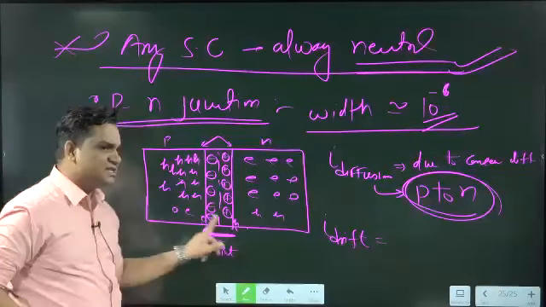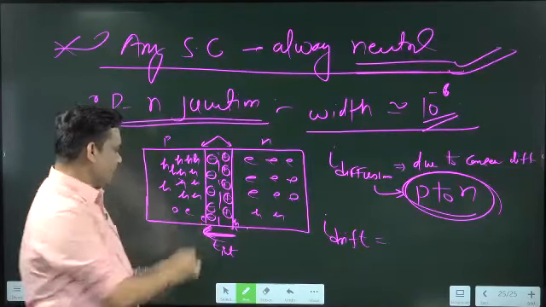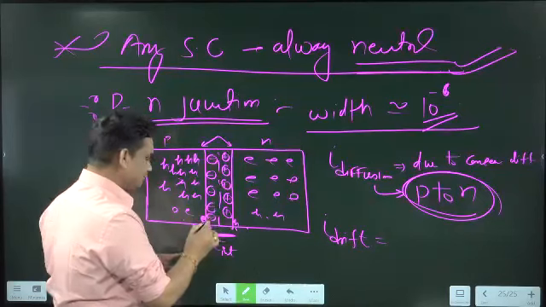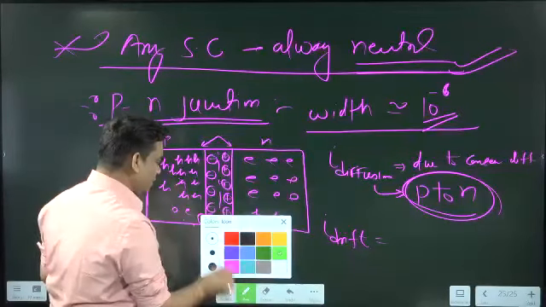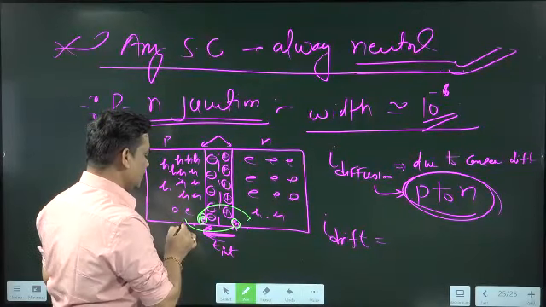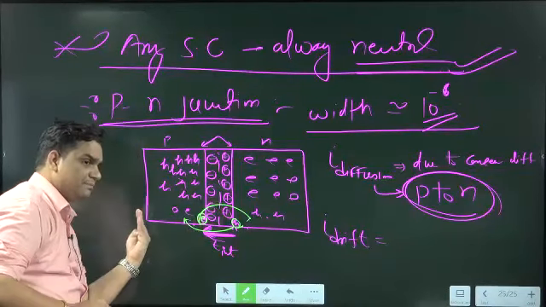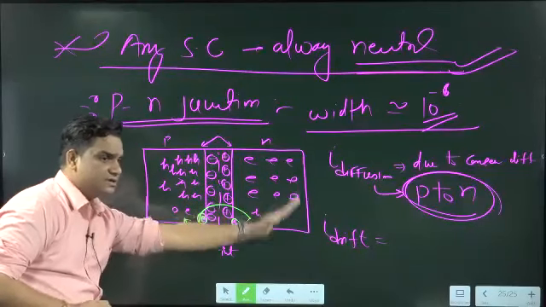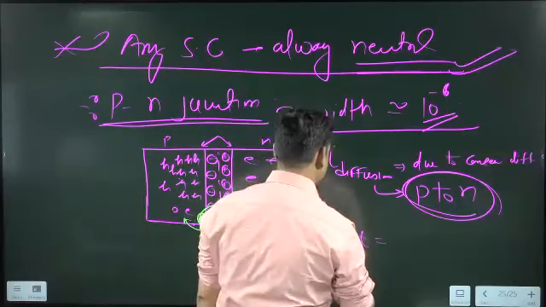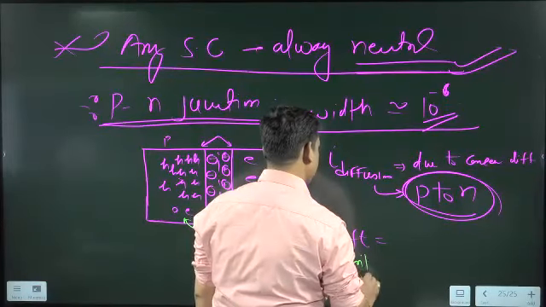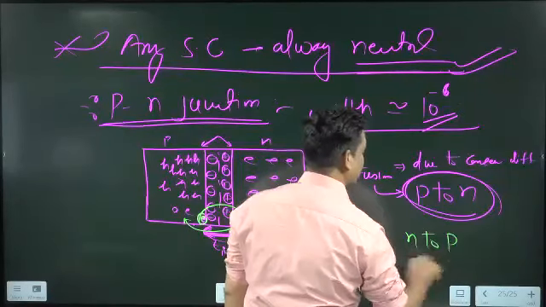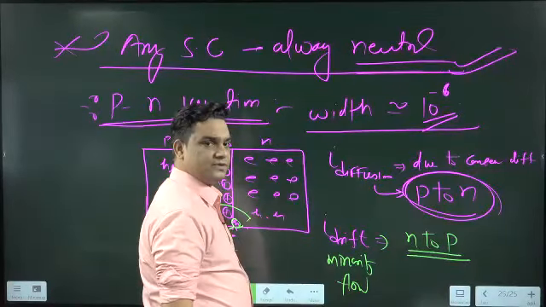What will happen? This field will apply force on them. It will say go this side or that side. So this electron will forcefully be sent this side, and this hole will be sent this side. So ultimately, the hole goes this way, current in this direction, the electron goes that way, current again in this direction. So we can say this is because of minority flow, and the direction of current is N to P. Clear?